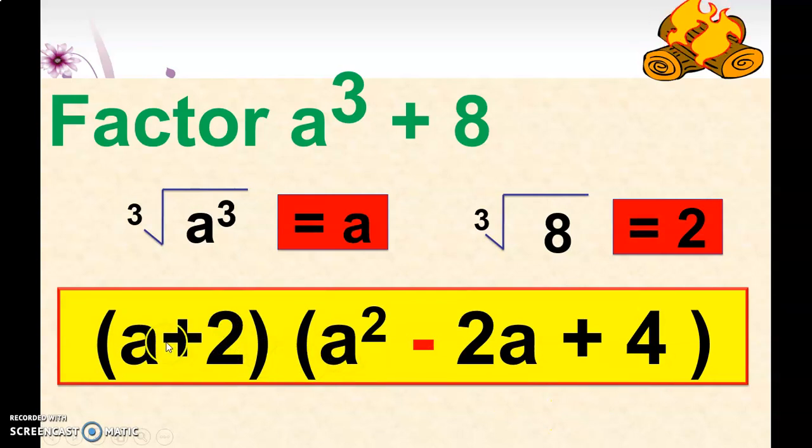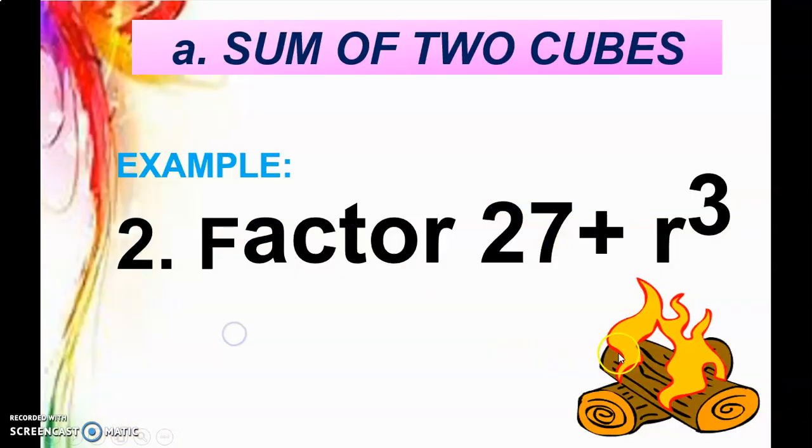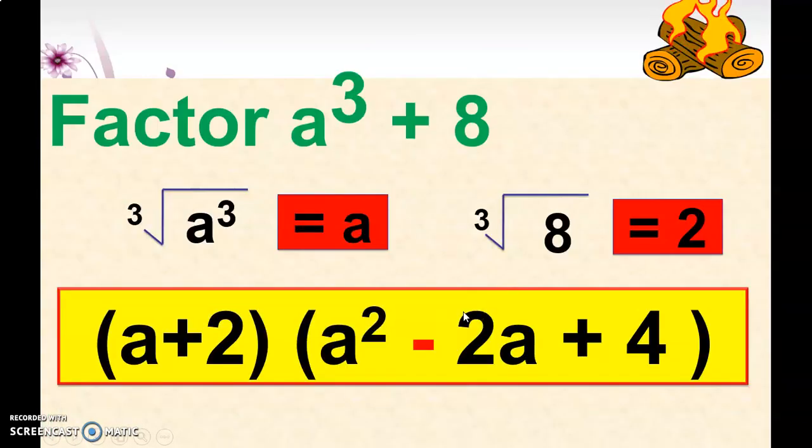So, yun na po. Ulitin ko ha. Expand the binomial. So, first term, a times a squared. So, ito. Ang middle term natin, just take the product of the two, the first and last term. So, 2 times a is 2a. At ang sign niya po ay negative, kasi positive yung ating cube. And then, square the last term. So, 2 times 2 is 4.